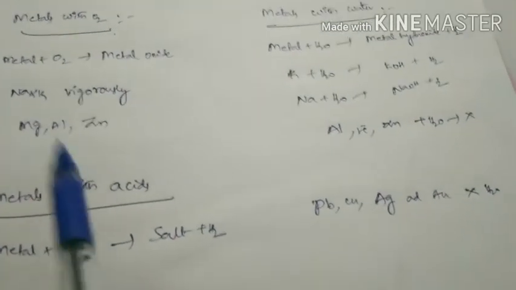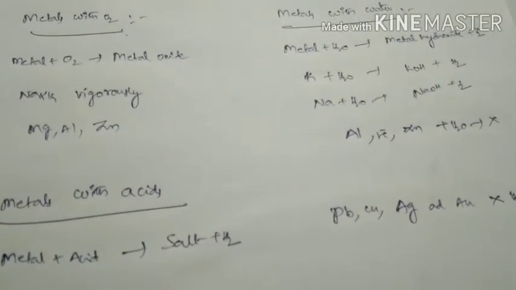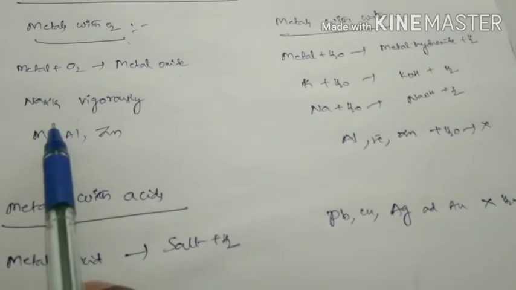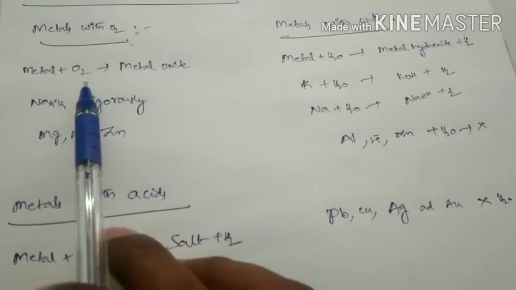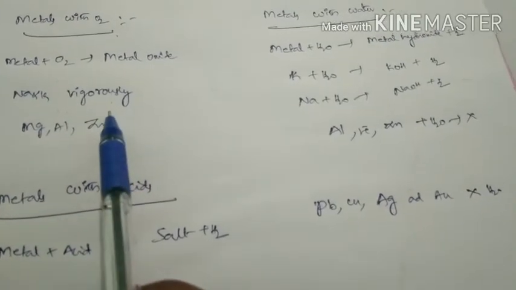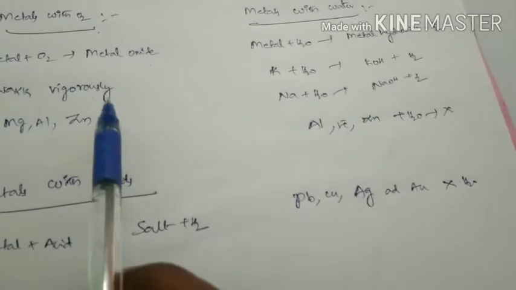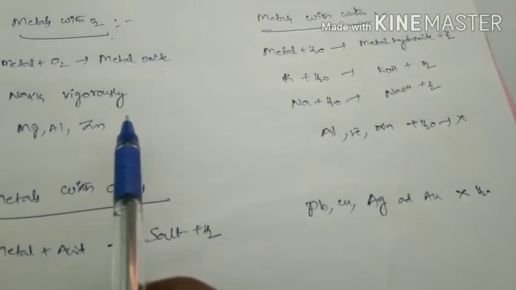Next, one point here is sodium and potassium. They are Group 1A metals. They react vigorously with oxygen in air, so they are kept under kerosene.